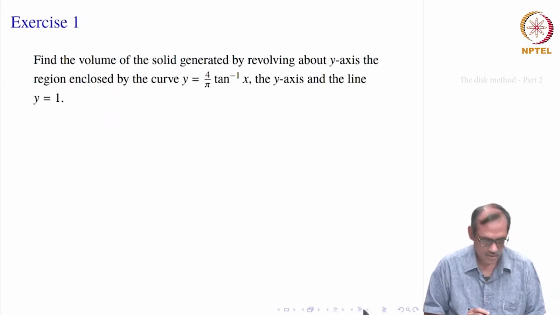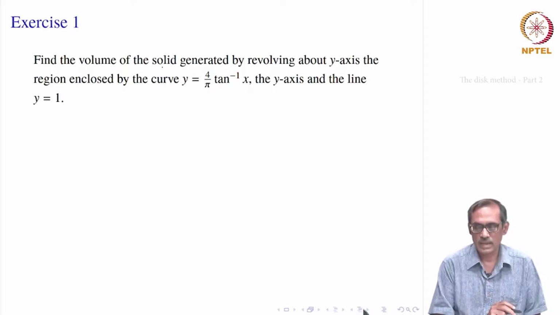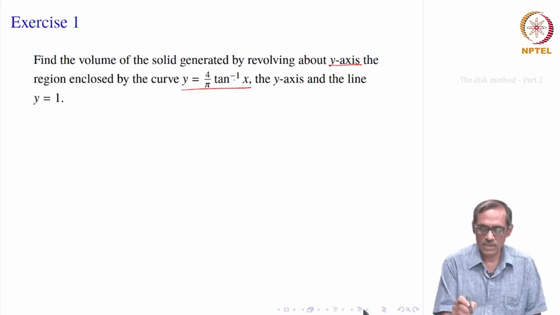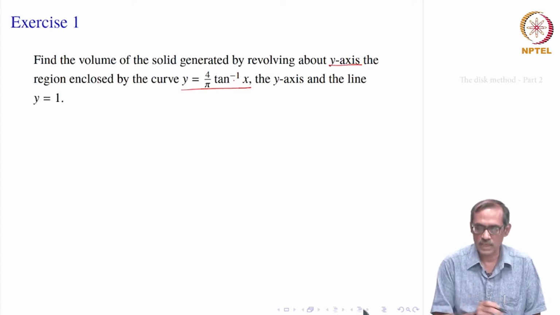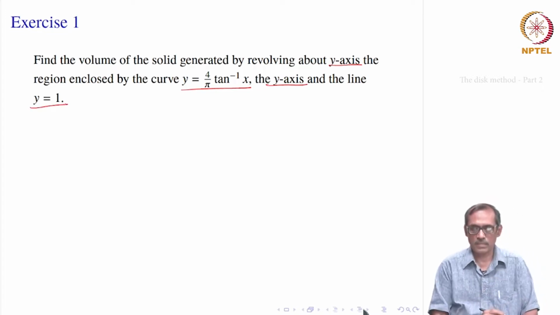Fine. So, let us see one more problem. Here we want to find the volume of the solid generated by revolving about the y axis the region enclosed by the curve y equal to 4 by pi tan inverse x. So, the curve is given as y equal to f of x, but we are revolving about the y axis. And what is the region? The region is bounded by y equal to 4 by pi tan inverse x, the y axis and the line y equal to 1.